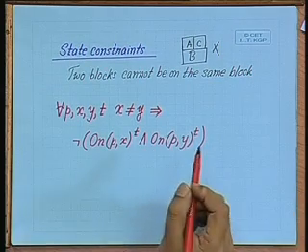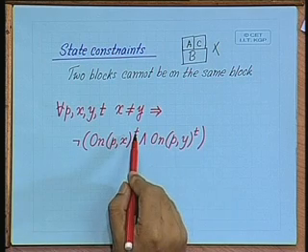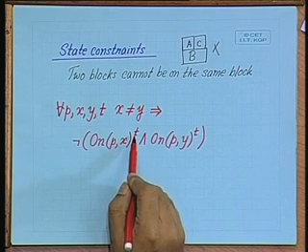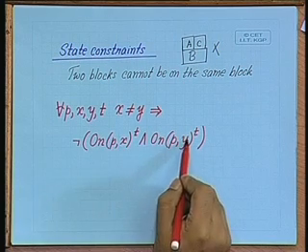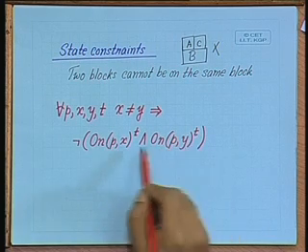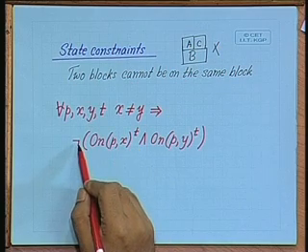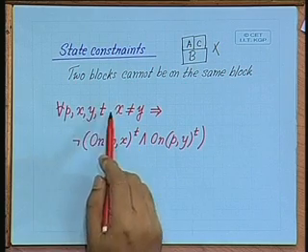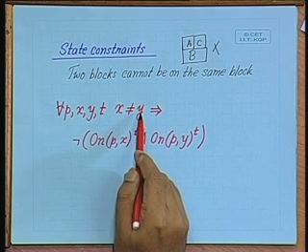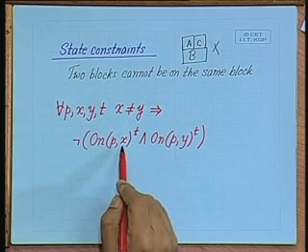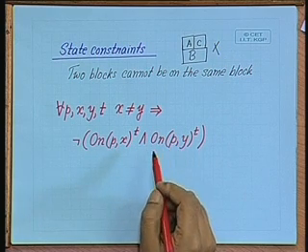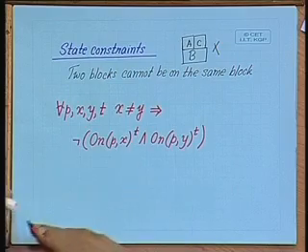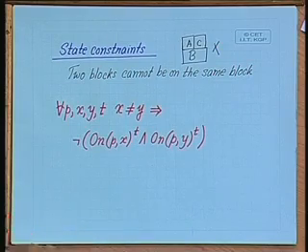So what does this say? Suppose in a given time step t we have x on p, and we also have y on p. This is not allowed. So, we have "not of this" for all p, x, y, t, but we also have to put this x not equal to y, because both of these x and y can get instantiated to the same block. So, this is a typical state constraint.